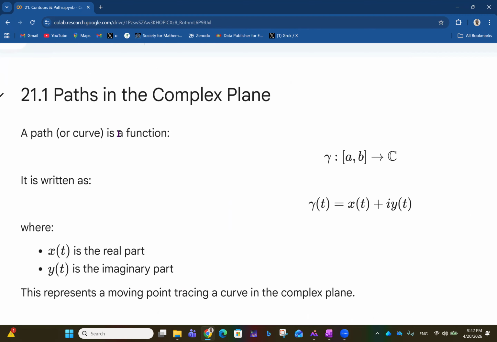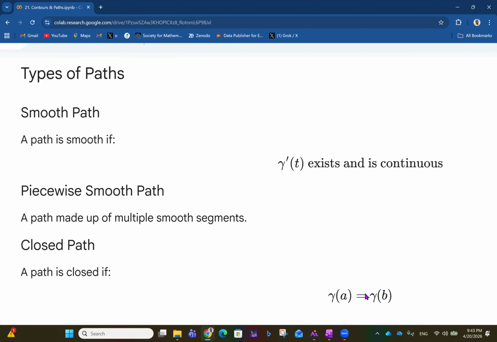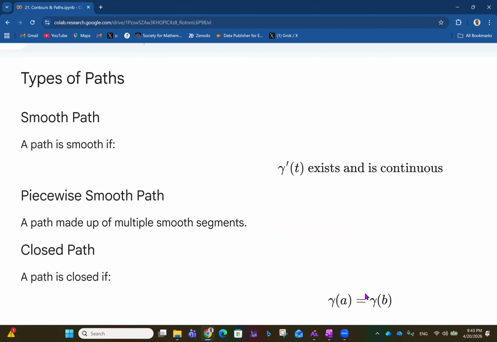A path, or what you call a curve, is a function gamma on the closed interval [a, b] mapped to the complex plane. It is written as gamma of t equals x of t plus i y of t, where x of t is the real part and y of t is the imaginary part. This represents a moving point tracing a curve in the complex plane. Then we go ahead to talk about the types of paths.